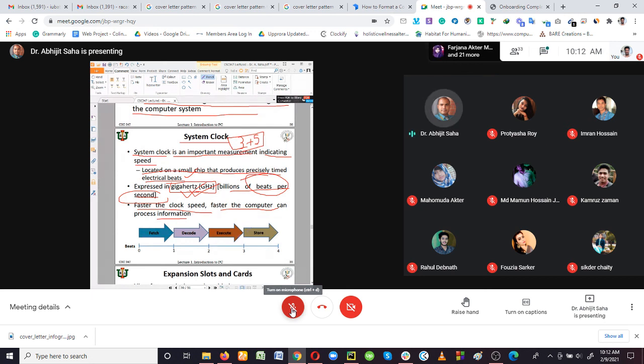We are having the 4 steps: the fetch, decode, execute, and store. So it is going to deal with these instructions with those 4 steps. That means we need the 4 bits for completing these instruction operations in the processor.